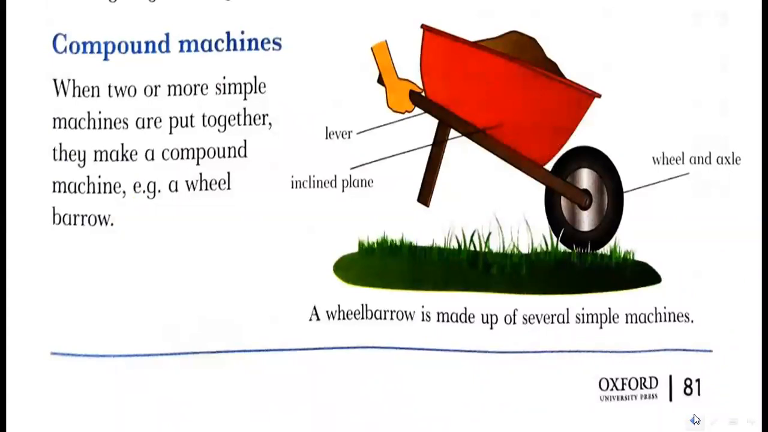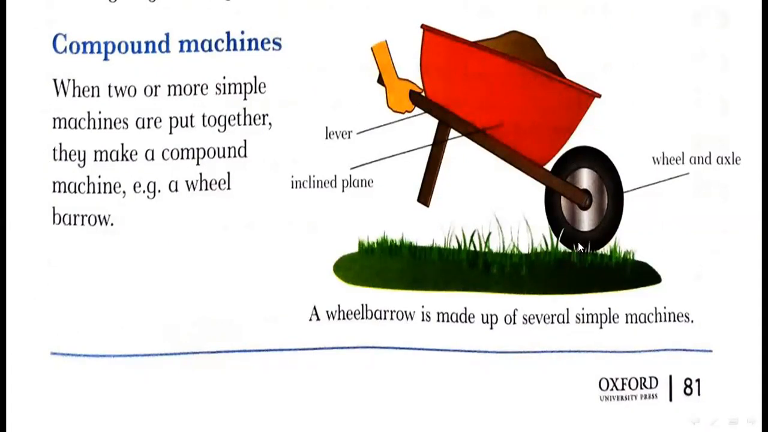The next type of machines are compound and complex machines. When two or more simple machines are put together, they make a compound or complex machine. The wheelbarrow is the best example. See here, in this image you see the lever, which is a simple machine. That one is also involved. Inclined plane is also involved. Wheel and axle is also involved.